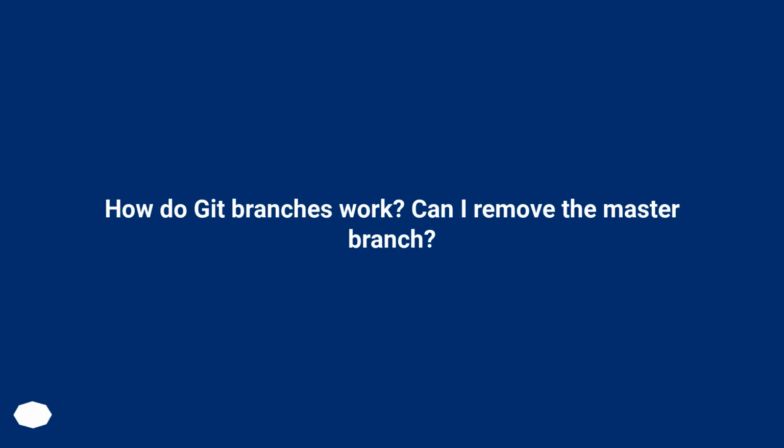How do Git branches work? Can I remove the master branch?